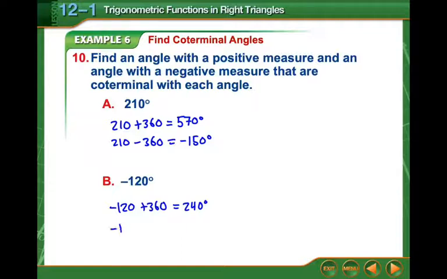So back to this one, negative 120 minus 360. It's just going to make it go further clockwise and get us a negative 480. And there we go. We got a positive and negative that are coterminal with the angles that we were given.